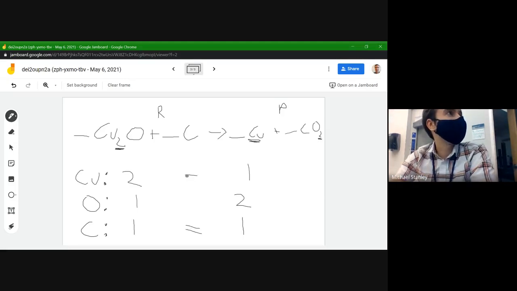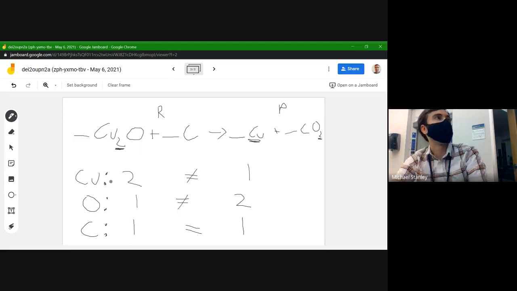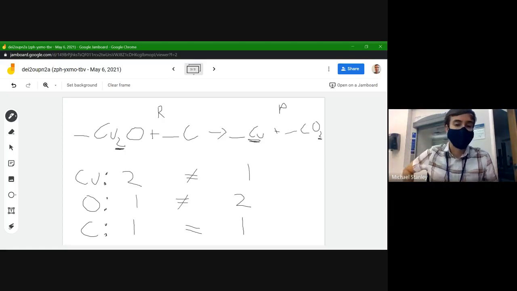But our copper and our oxygen are not balanced. We have 2 coppers and 1. And with our oxygens, we have 1 and 2. Neither of those are equal, so we have an unbalanced chemical equation.